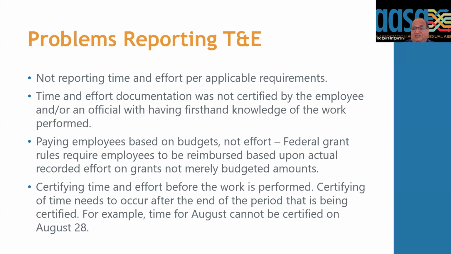Paying employees based on the budget, not effort. Federal grant rules require employees to be reimbursed based on the factual recorded effort on the grant, not merely the budgeted amount. Once you set up the budget and then nobody's looking at the time and effort, nobody is adequately maintaining it, or even if they are maintaining it, somebody's not comparing time and effort with the employee's payroll costs, and they are just getting paid based on whatever the budget was initially set up, that could be problematic because you didn't pay them according to what they put their effort on the grant. They just basically got paid based on the budget.